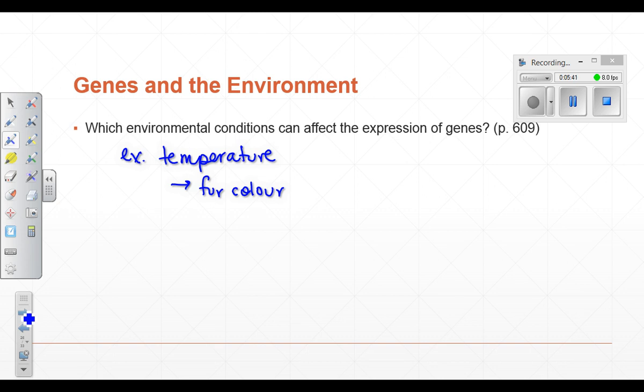If you think on the level of the whole organism, organisms like rabbits, let's say, whose fur changes color completely depending on the season, you could see how temperature would play a role in that. When it's warm, the fur is one color. When it's cold, the fur is a different color.